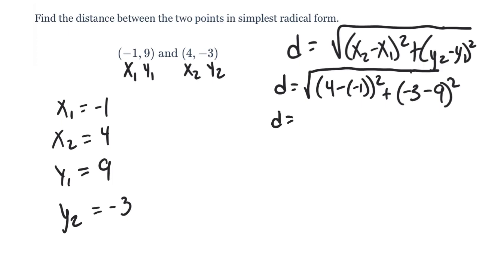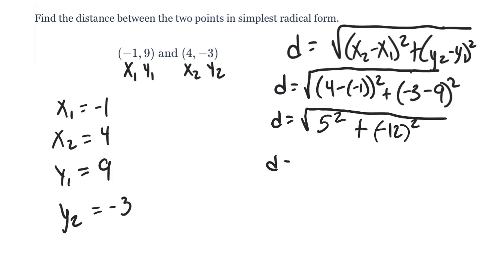So now I have d equals, let's bring everything down. 4 minus the -1 is the same as 4 plus 1, so I've got 5. I'm going to square it, so it'll be 5 squared. I have -3 minus 9, so that's going to give us -12. And since it's negative, I'll put it in parentheses, and I'm going to square that one. So now I have d equals the square root of 5 squared is 25.